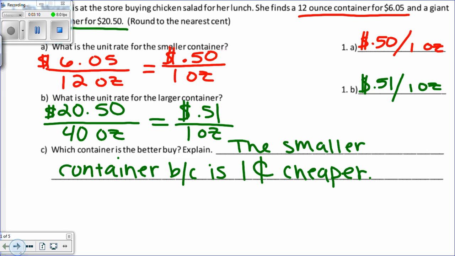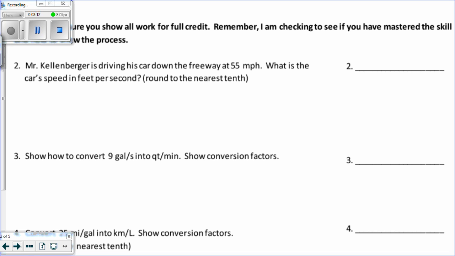All right, next problem. These are some of the more challenging problems. These are the conversion problems, so you must show your conversion work to get full credit like we have in class. So looking at the first one, it says Mr. Kellenberger is driving his car down the freeway at 55 miles per hour. So that's what I'm going to start with, 55 miles over 1 hour. It says, what is the car's speed in feet per second?